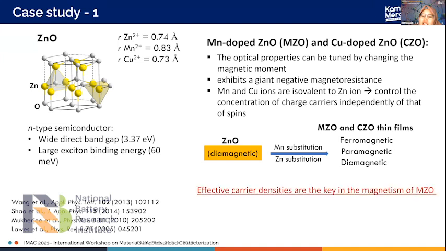And this variation in magnetic properties is expected due to effective carrier density, which is the key in the magnetism of manganese doped zinc oxide and also copper doped zinc oxide. And what we want to study here is what happened in manganese doped zinc oxide and copper doped zinc oxide nanoparticles, because this nanoparticle itself will provide oxygen vacancy in the presence of oxygen.